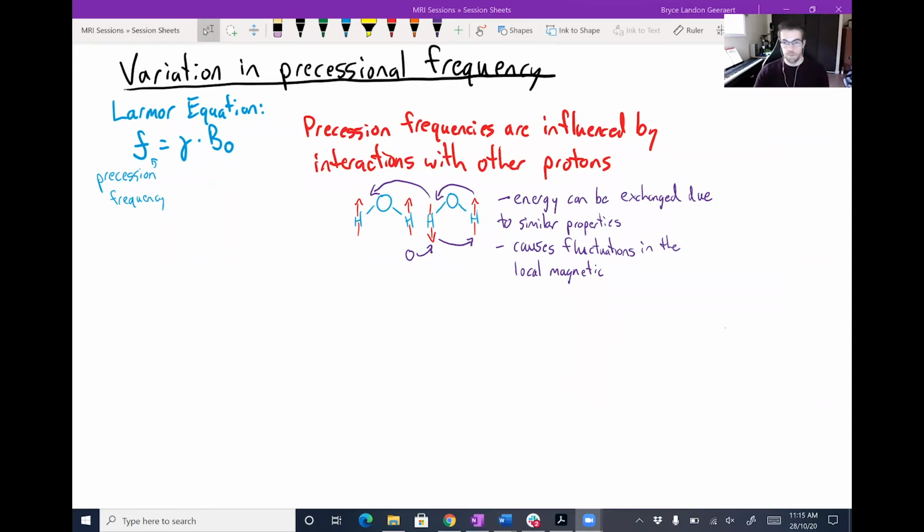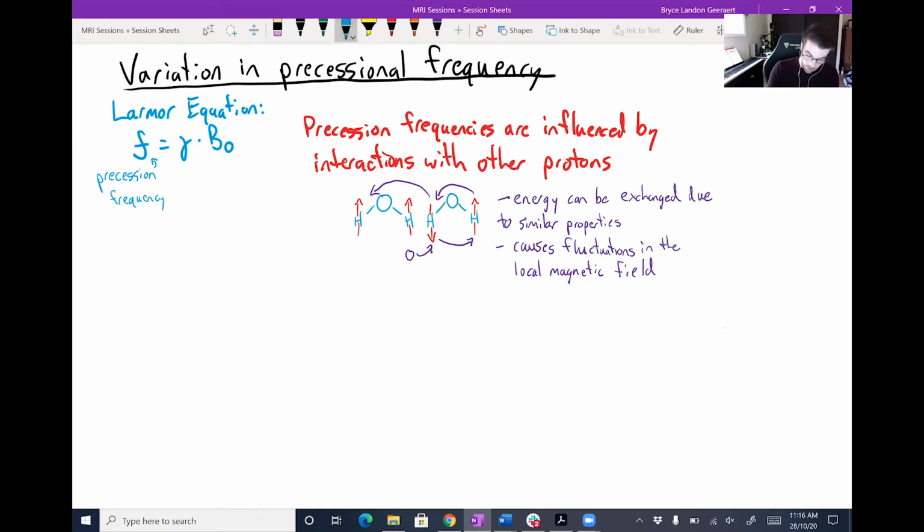Let's continue. So we just ended chatting about how hydrogen atoms can exchange interactions with each other, causing little variations in the local magnetic field. Oh, I forgot to write the word field here. That would help. So this process is called spin-spin dephasing, not spin lattice relaxation, but spin-spin dephasing. Draw that in purple.